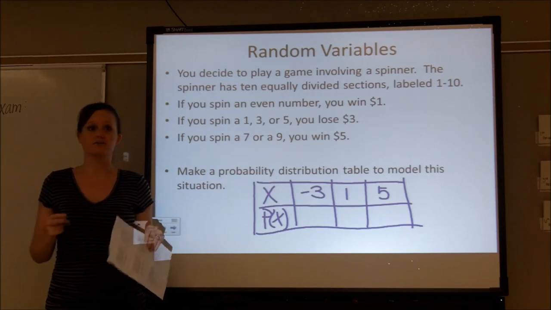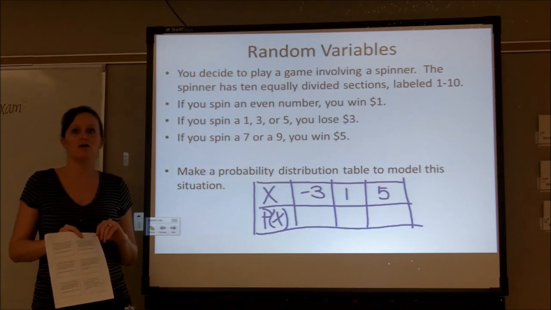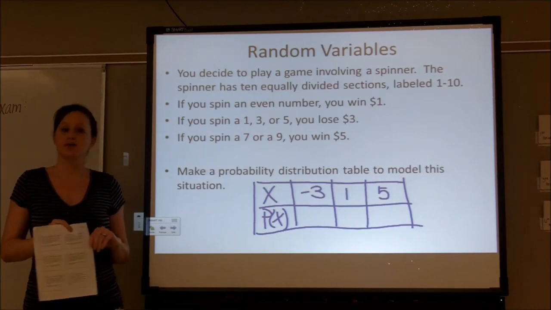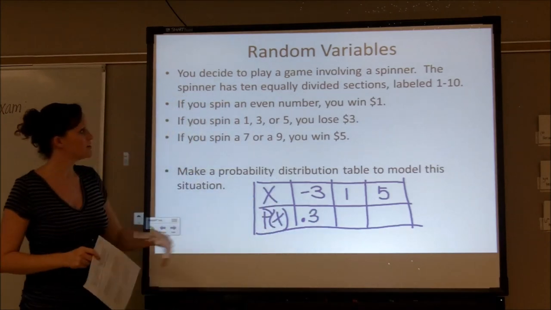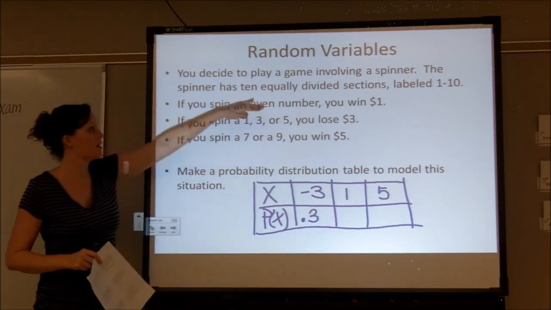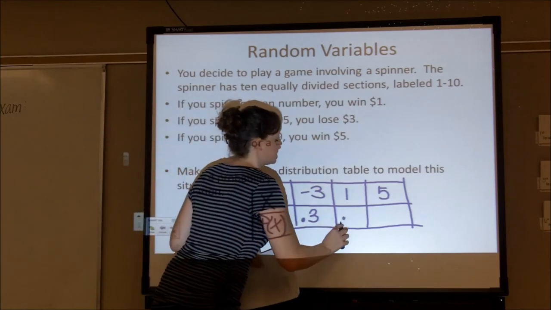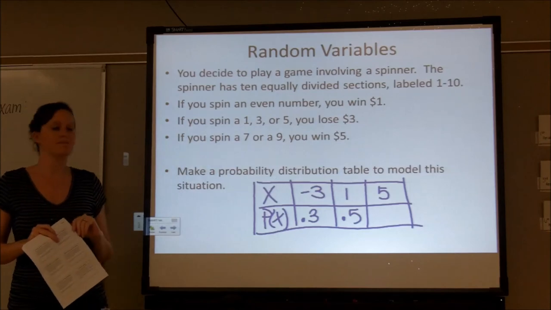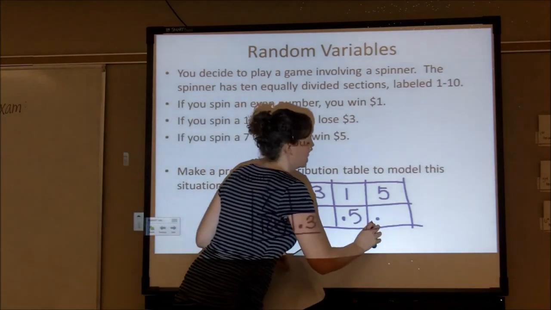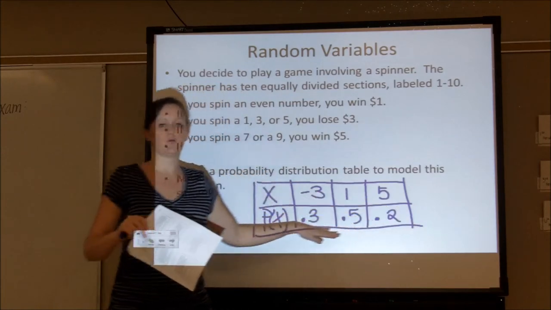What is the probability of this outcome? 3 out of 10? What is the probability of this outcome? We spin an even number. 0.5? And what is the probability of this outcome? 0.2? And what should be true of these? They add up to 1.